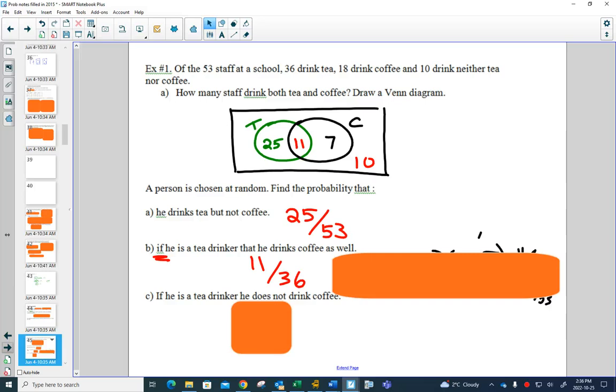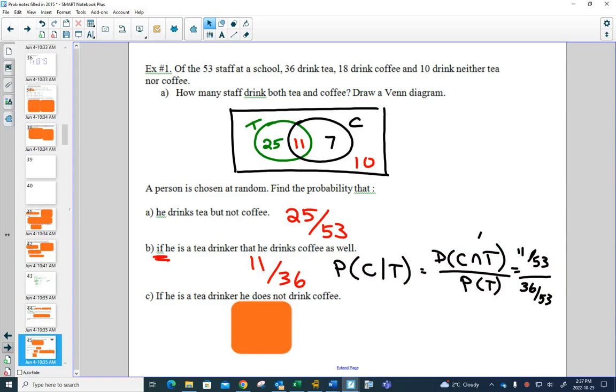Now we could do this with the formula. The formula would say this: what's the probability of coffee given tea drinker? And we would have to figure out the probability of coffee and tea drinker, which is 11 out of the 53 people. And then what's the probability of a tea drinker? That's 36 out of the 53 people. And I hope you can see that when you multiply by the reciprocal, that fraction divided by a fraction, you would get 11 on 36 as well.